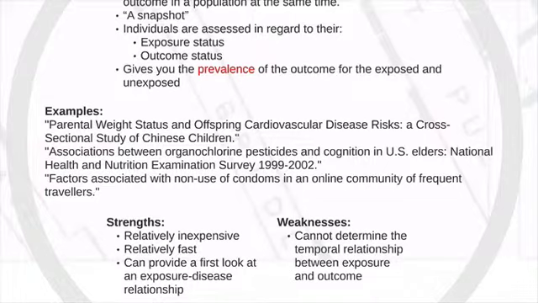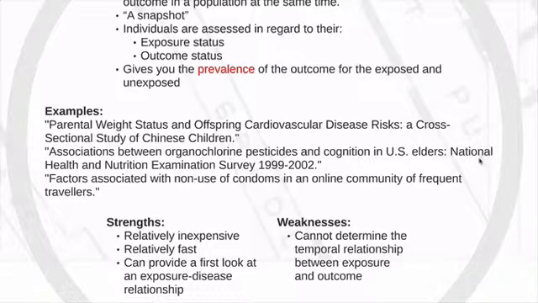The next example is associations between organochlorine pesticides and cognition in U.S. elders, National Health and Nutrition Examination Survey, 1999 to 2002. So this study was conducted with data from the National Health and Nutrition Examination Survey, otherwise known as NHANES. We talked about that, I think, in week 1. It's a nationally representative sample of the health of U.S. citizens or the U.S. population.